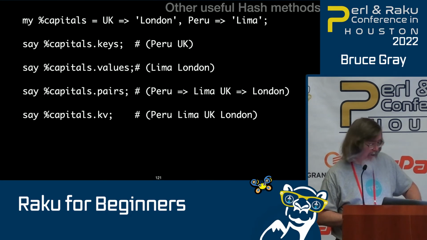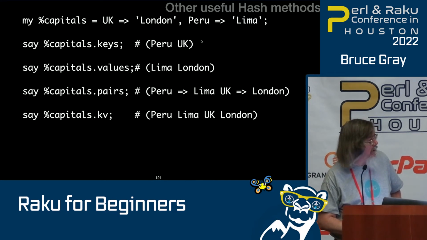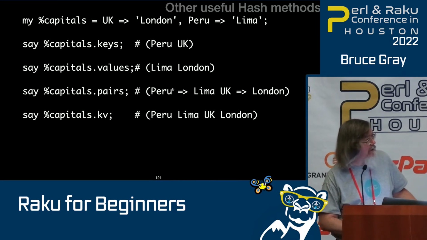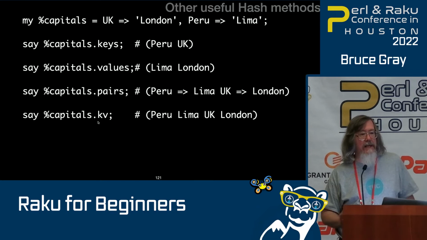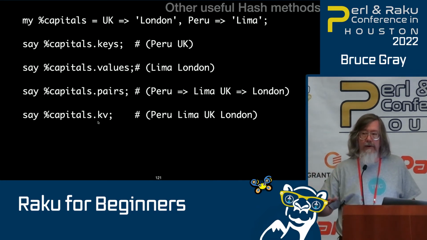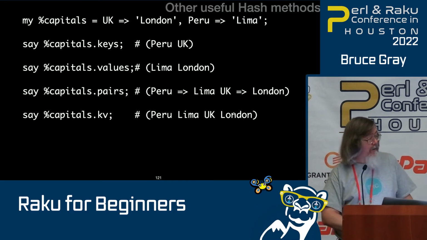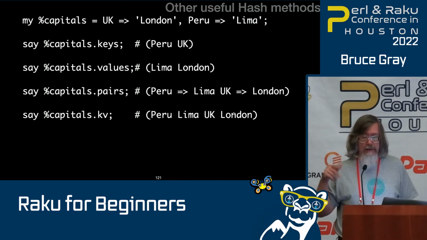Okay, trying to quickly wrap up this section. You can ask a hash to list only its keys or its values. Or if you say dot pairs, it will give you the pairs. So this is a list of two items. This is a pair and that is a pair. So I get two things out of it. If I say dot kv, that's asking for key value flat. I've got 4 elements there, which you would think, why would you do that? Well, when we get to iteration, it'll come clear why that's valuable.